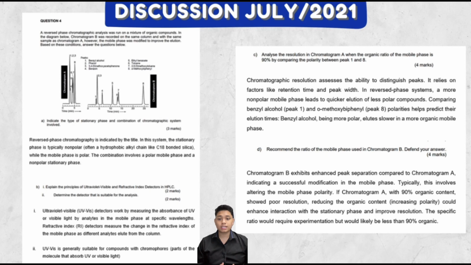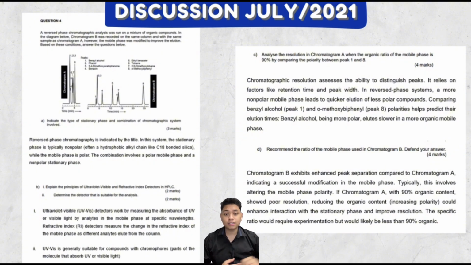Now, let's discuss question C. Chromatographic resolution assesses the ability to distinguish peaks. It relies on factors like retention time and peak width. In a reverse phase system, a more non-polar mobile phase leads to quicker elution of less polar compounds. Comparing benzyl alcohol and a methoxy biphenyl, polarities help predict their elution times. Benzyl alcohol, being more polar, elutes slower in a more organic mobile phase.